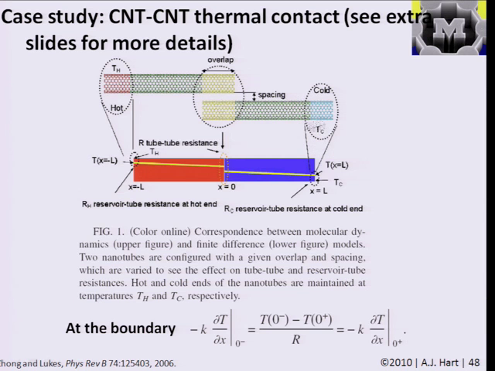And what they do is they hold the ends of the opposite nanotubes at different temperatures, and as a function of the distance of this overlap and the spacing between the nanotubes, they plot the temperature profile between them. And you see here, kind of like we saw for the bulk interface, there would be a temperature drop at the interface determined by the characteristics of this contact.